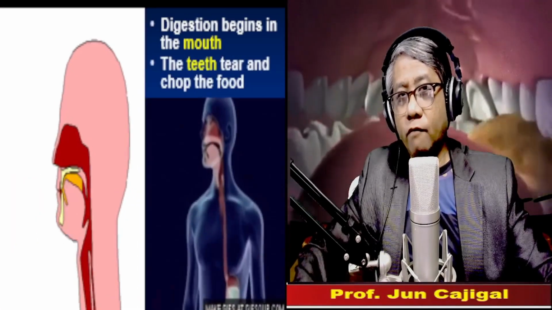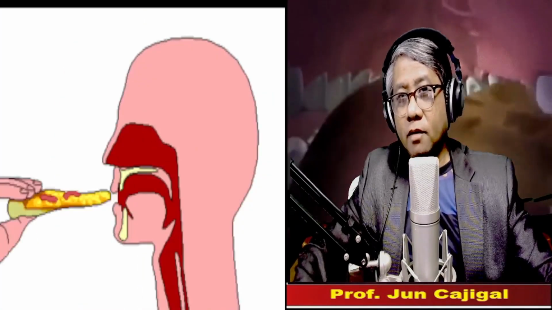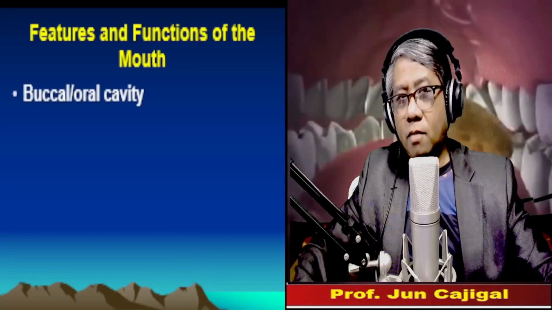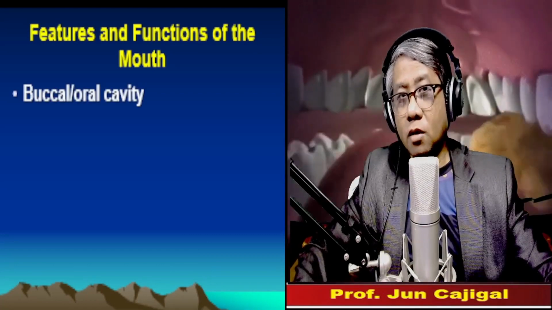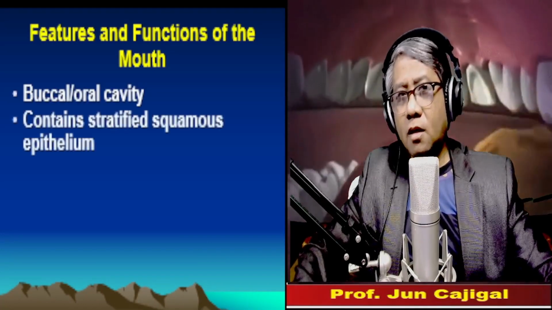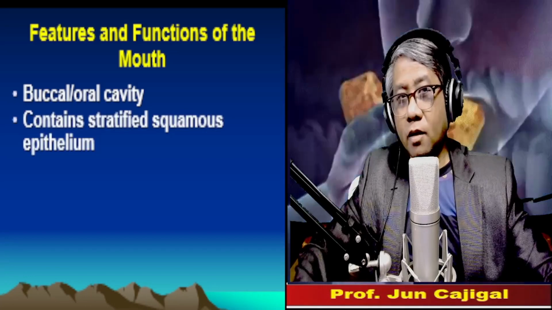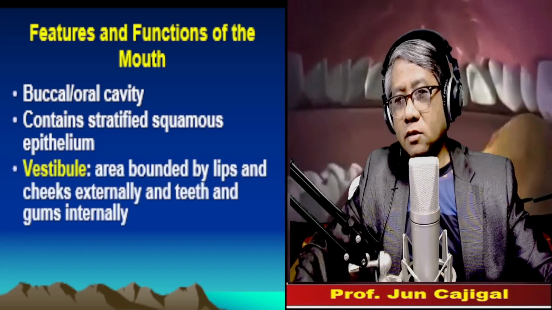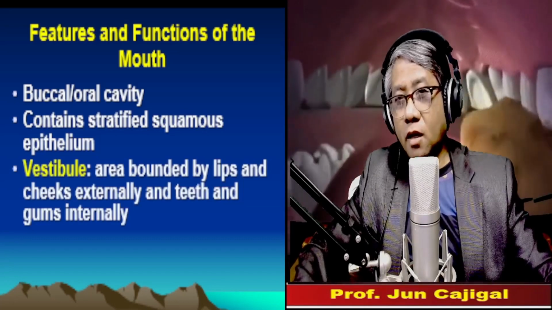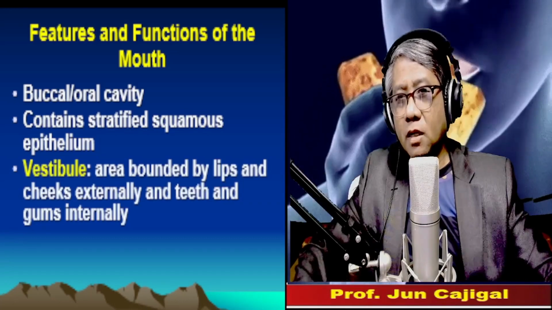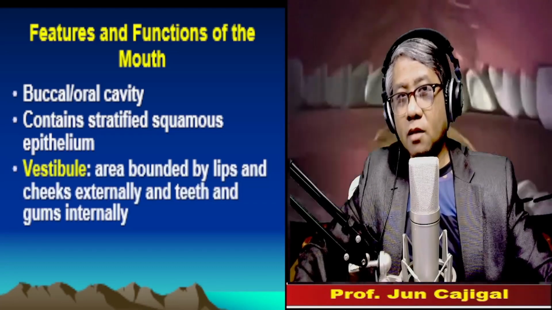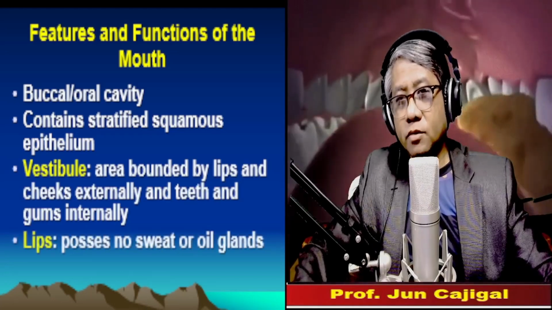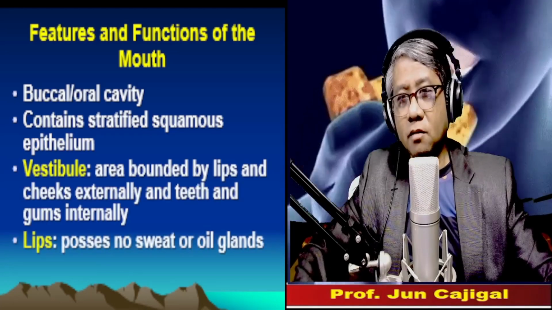Now before we move on, let us identify the different features and functions of the mouth. Now the mouth is also known as the buccal or oral cavity. And our mouth contains stratified squamous epithelium. Then the mouth also contains the vestibule, which is the area bounded by lips and cheeks externally and the teeth and gums internally. Then we have the lips that possess no sweat and oil glands.